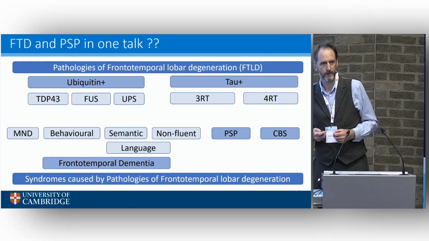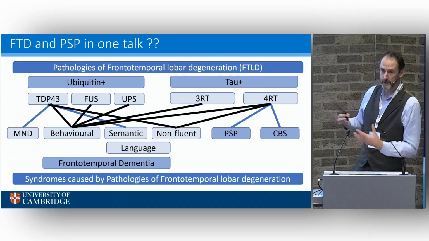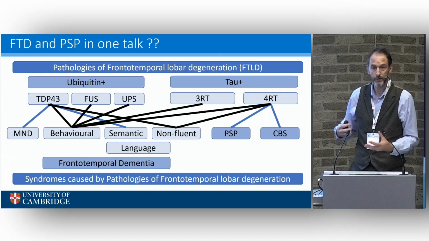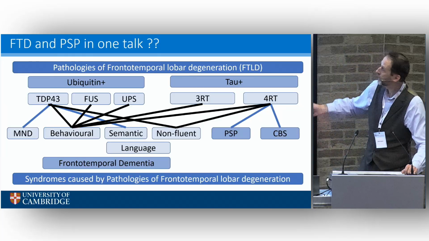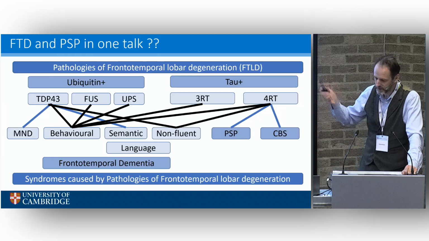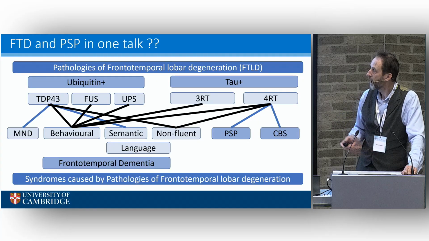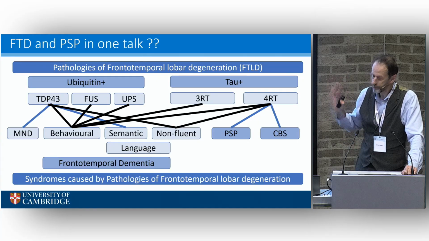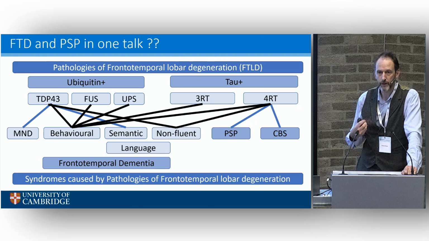Wouldn't it be nice if they all lined up? Of course, anyone who's been in this field for a while knows it's not. It's an absolute mess. The clinical pathological correlations are dire, very difficult. So you have this fantastic genetic and molecular precision of the pathology, which simply does not map onto the syndromes.